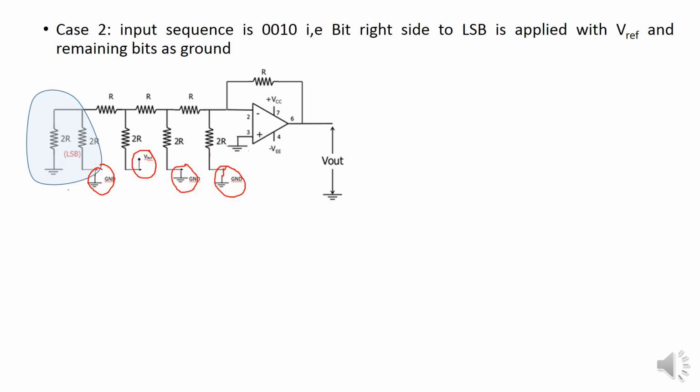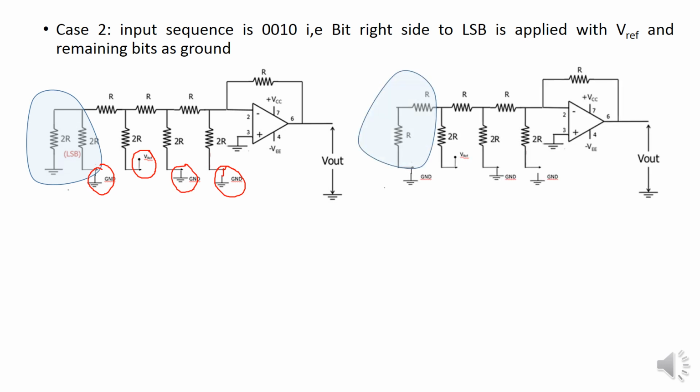So now the highlighted portion shows that two resistors are connected in parallel without any voltage source, and hence we can directly simplify it as R. Okay, isn't it?